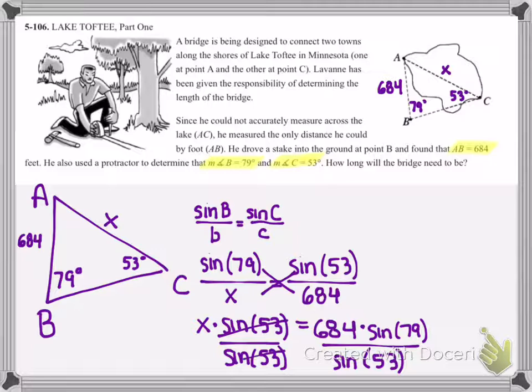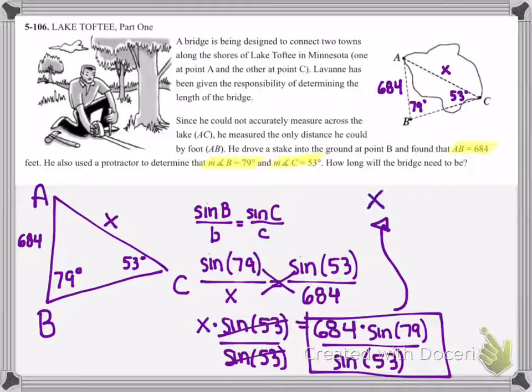On this side, it simply reduces. It makes like a 1 pair. And on this side, we actually have our answer in exact form. But to go ahead and solve it, we'll just type that into the calculator. So we're going to plug all of that in, 684 times sine of 79, all of that divided by the sine of 53, and see what we get.